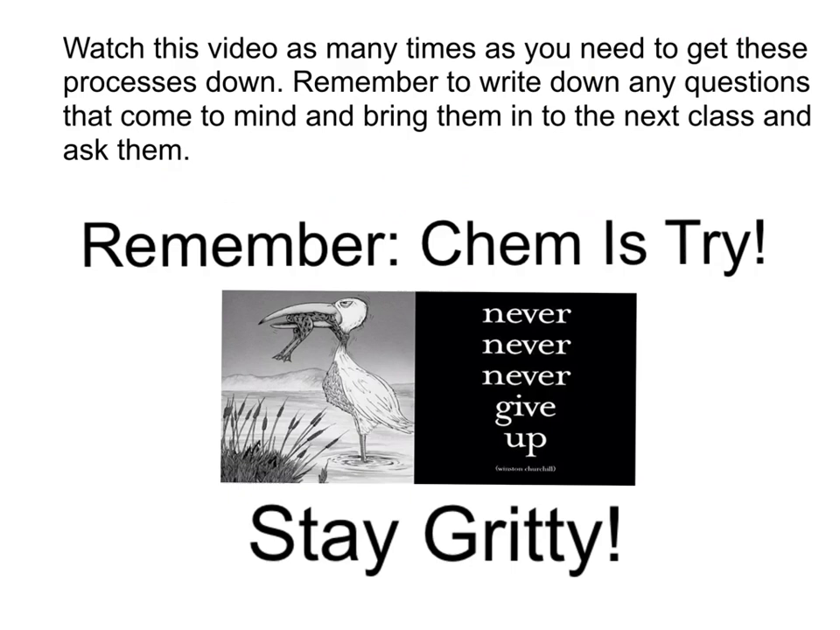Now, you need to watch this video as many times as possible. Just remember to write down any questions that come to mind and bring them to class and ask them so I can try to help you out. As always, the rules are: write down what you've been given, then put on top where you want to go to. Cross cancel all like terms above and below the number line, and then make sure that when you're done canceling everything out, the unit that remains is the unit that the question asks you for. Then when all that's done, you go ahead and do your math. Remember, chemists try, never give up, and stay gritty.